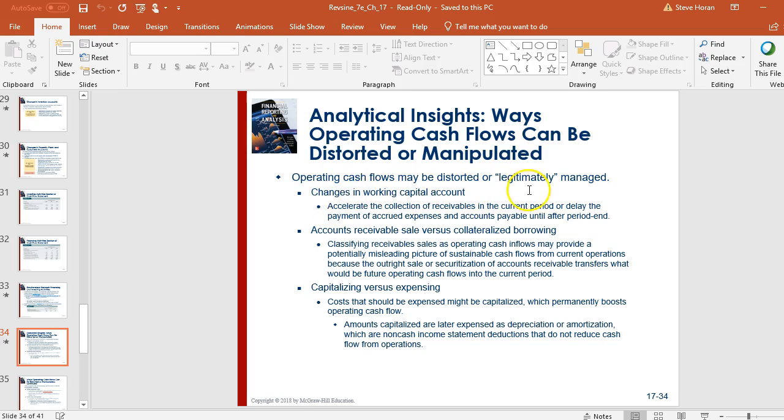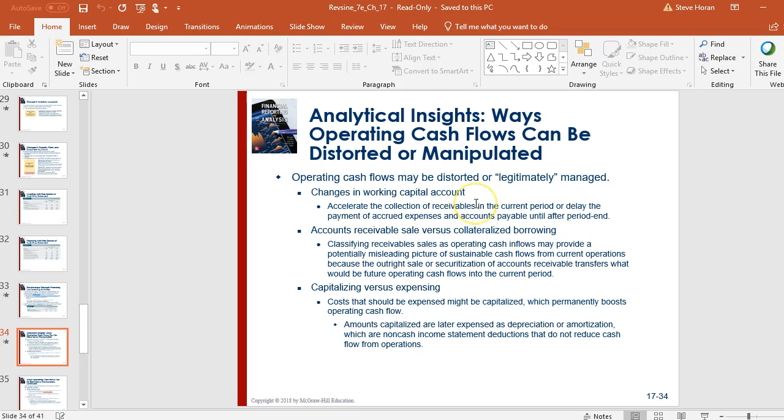Changes in working capital, right? So remember that a lot of what goes through operations is current asset and current liability. Well, working capital is current asset and current liability. So this accelerates the collection of receivables in the current period or delays the payment of accrued expenses or accounts payable until after the period ends. So if I do either one of these, I'm going to increase my cash flow from operations, right?